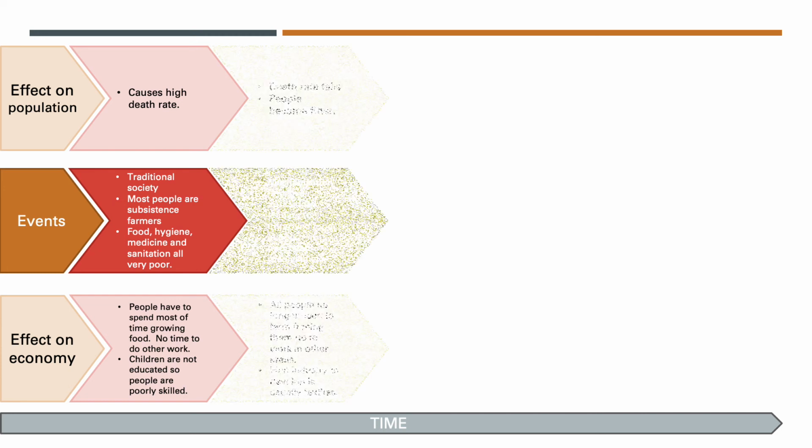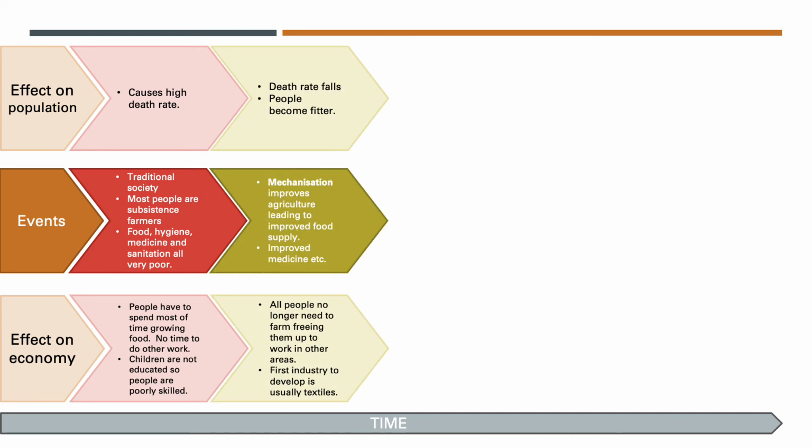Moving on then, so mechanisation improves agriculture. That means using machines in farms. There's improvements in medicine and hygiene. As we said before, that means the death rate falls. People become fitter. If you're fitter, you can work harder. Okay? So people are no longer needed to work in farming as much because there's these machines to do the jobs instead. This means they're available to do other work. They often work to begin with in textiles, making cloth. Okay, moving on.